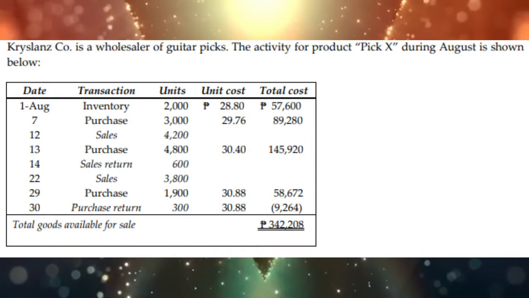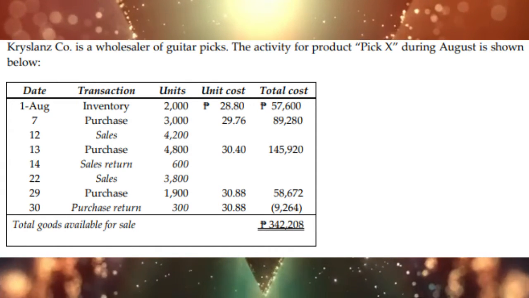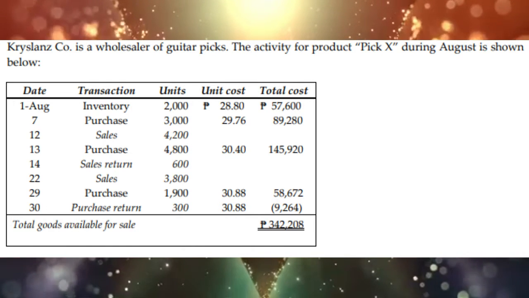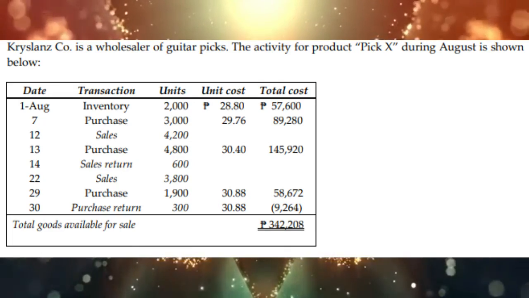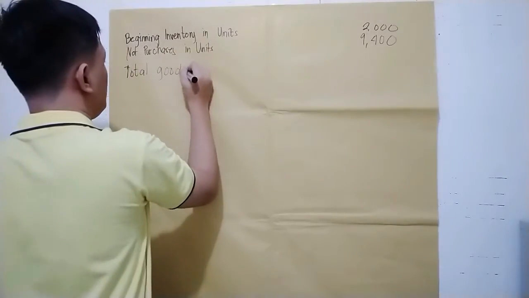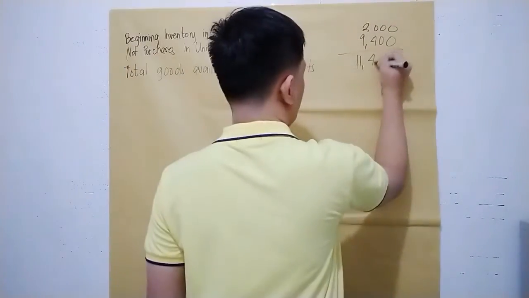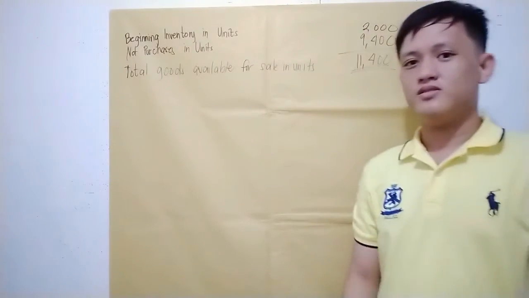From August 7, we have 4,800 in August 13, and we have a purchase in August 29, and we have a purchase return from August 30. So 3,000 plus 4,800 plus 1,900 minus 300 is equal to 9,400. So, our total goods available for sale in units is 11,400.